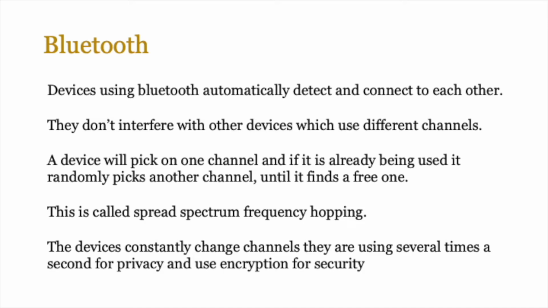So if you have two or three sets of devices in the same room using Bluetooth, then the first set will probably pick a channel and the second set will try a channel, and if it's the same as the first set, it randomly picks another one. So a device will pick one channel, and if it's already being used, it randomly picks another one until it finds a free one. This is actually called spread spectrum frequency hopping, and the devices constantly change the channels they are using several times a second for privacy, and also use encryption for security, and that's very useful. So even though they picked one frequency, within a second they might change it 3 or 4 times just to make sure that nobody else can listen in and capture the data.